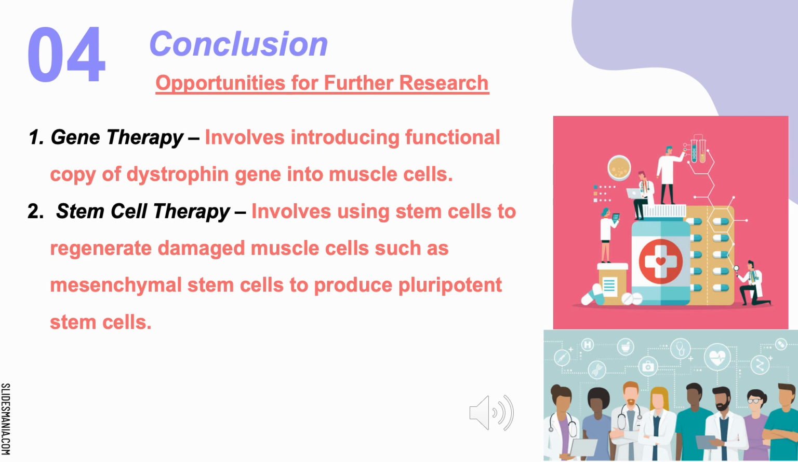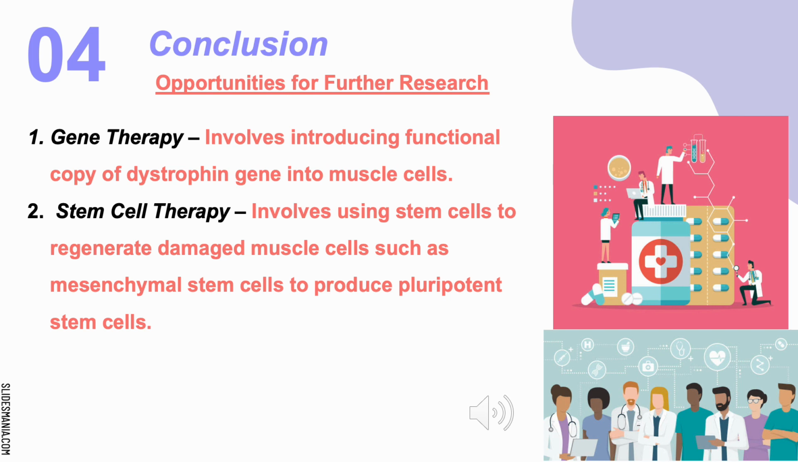Number 1. Gene therapy. One promising approach to treat DMD is gene therapy, which involves introducing a functional copy of the dystrophin gene, which is mutated in DMD, into the muscle cells. There have been some promising results in preclinical studies and early-stage clinical trials, but more research is needed to determine the safety and efficacy of gene therapy in DMD patients.